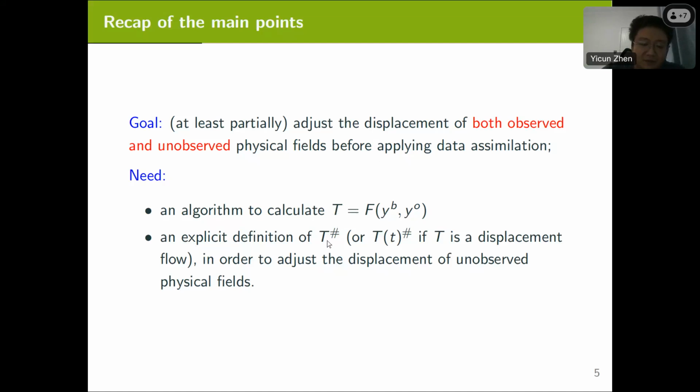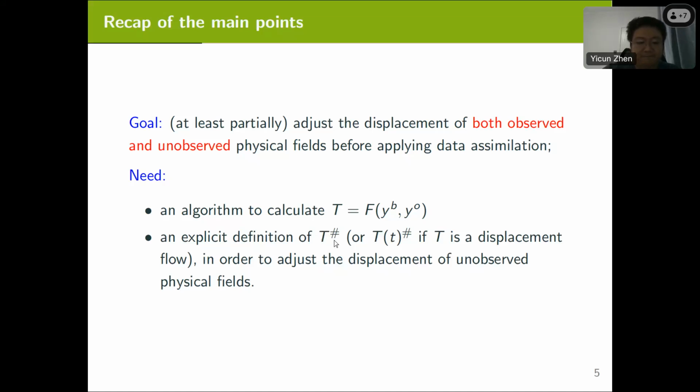Basically, T sharp here is just a symbol, and it represents how to use the known displacement map to adjust the position error of some state field. Our main contribution is actually in this T sharp. The main point of this talk is that this T sharp should be physics based.